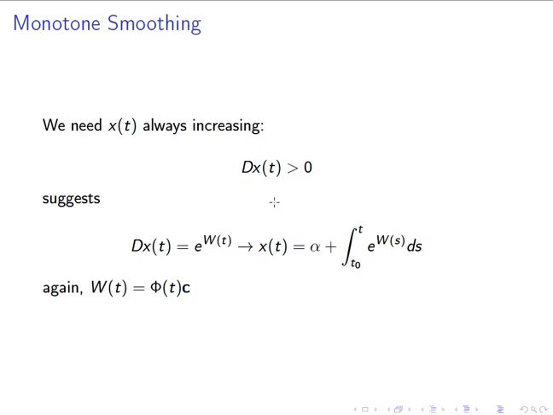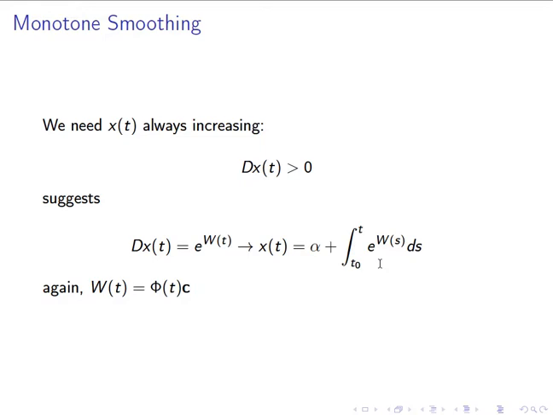Because we want x of t to be always increasing, in calculus we know that in order for a function to be always increasing, we just want to make sure the first derivative of the function is always positive, right? So to make sure of that, we can write the derivative of the function as equal to exponential of w of t. In this case, for any w of t, the derivative of x of t will be always positive. Therefore, x of t will always be monotone increasing, right? Yes. Okay, so if we represent this derivative of x of t as exponential of w of t, then we can write x of t equal to a constant alpha plus the integral of exponential w of s ds, right?